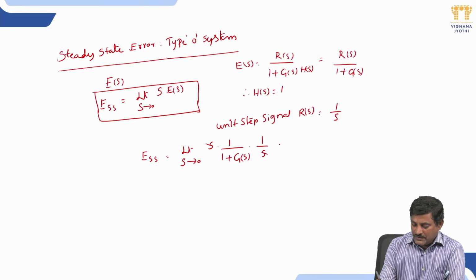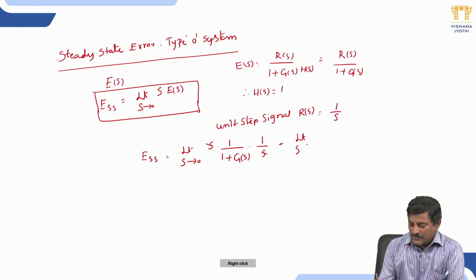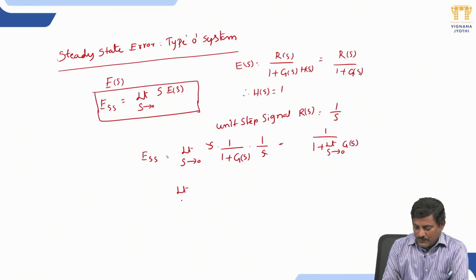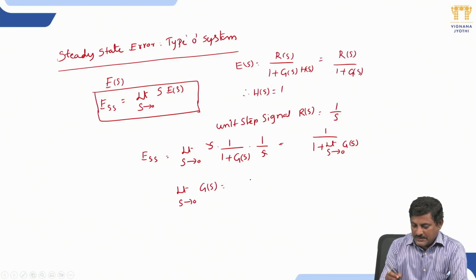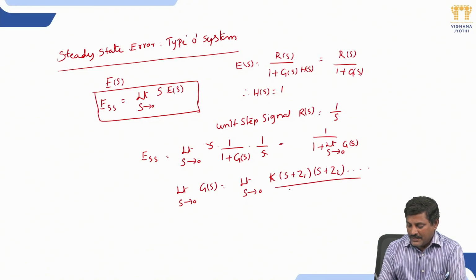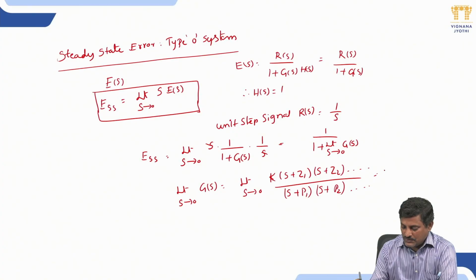This S cancels, that is also equal to limit S tends to 0, 1 by 1 plus limit S tends to 0 G of S. So limit S tends to 0 G of S, this is a type 0 system, limit S tends to 0 is K into (S plus Z1)(S plus Z2) etc. by (S plus P1)(S plus P2) etc. Substitute S is 0, this is equal to K into Z1 Z2 by P1 P2. Z1 Z2 is a constant, P1 P2 is another constant.